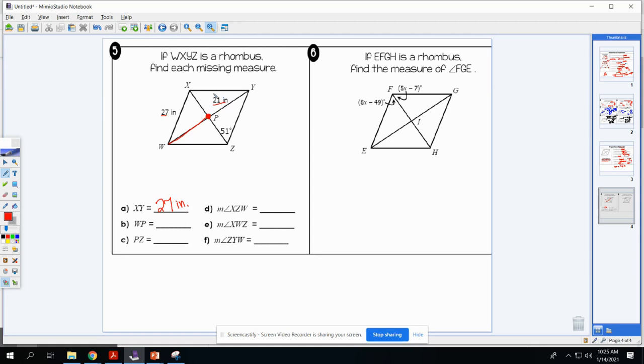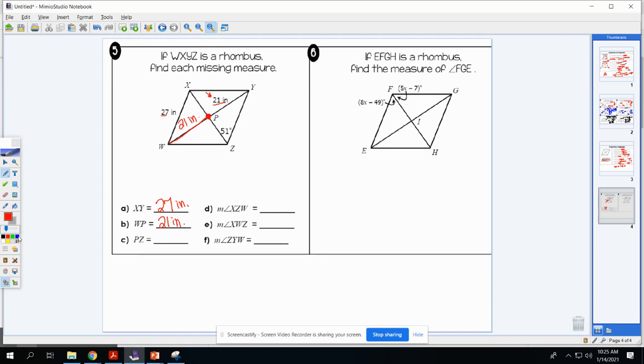So let's take a look here. We know that half of this segment here is already 21, which means the other half must also be 21. That is 21 inches there. So because we know that diagonals bisect each other, we should know that that is 21.